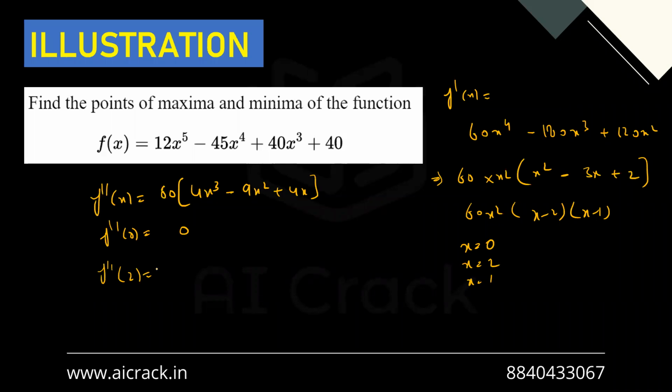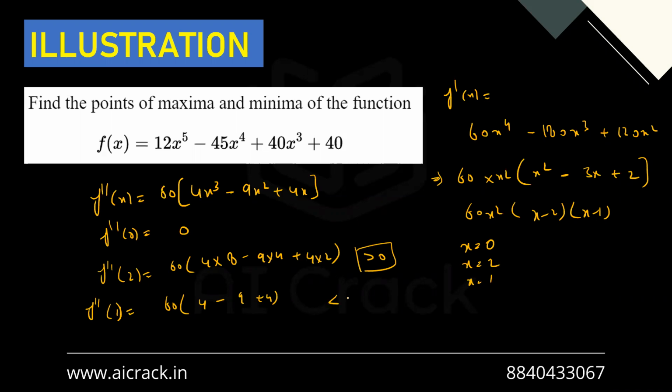f double dash at 2 would give me 60 times (4 into 8 minus 9 into 4 plus 4 into 2). So that is 32, that is 36, and that is 8. So this comes out to be positive, greater than 0. And f double dash at 1 would be 60 times (4 minus 9 plus 4). That gives me a negative quantity, less than 0. So for this and this, it's clear that this is the case of minima and this is the case of maxima. But for this, we have to revert back to our first derivative test.